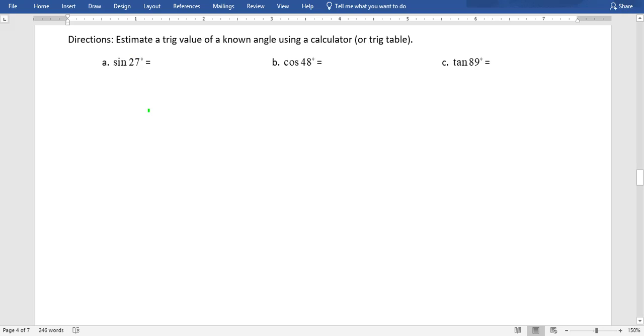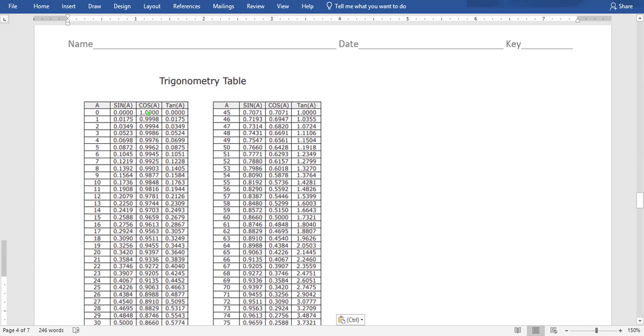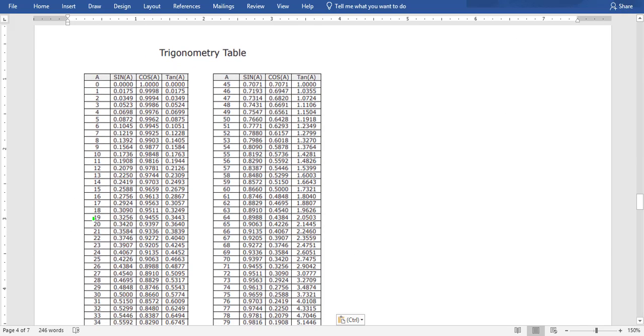If you're doing sine of 27, what you used to have to do is go to your trig table and find the value. Here's the A for angle value of 27 right there. And then sine happens to be the first column. So in this first column, sine of 27 would be 0.4540. Notice you could do this for any angle value.